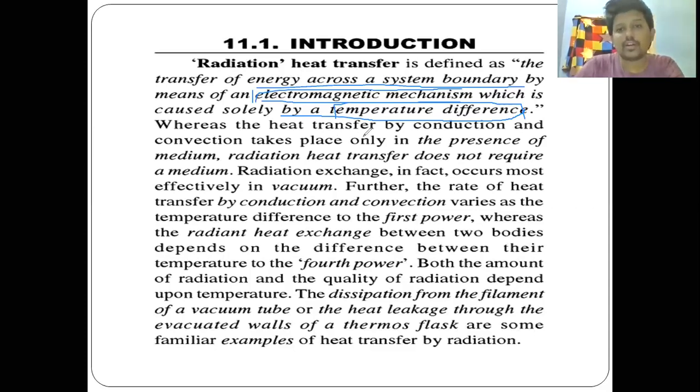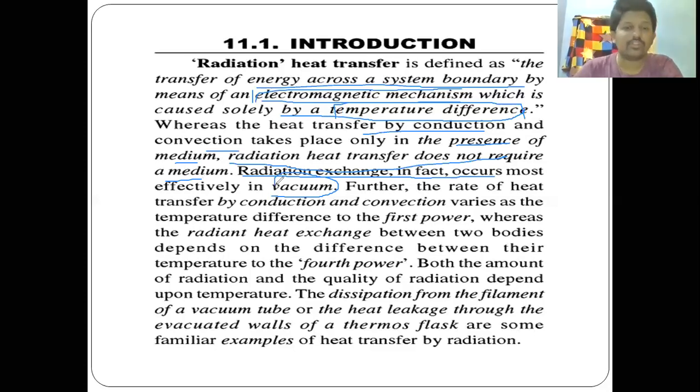Whereas for conduction and convection, for heat transfer to take place, we need the presence of a medium. But radiation heat transfer does not require any medium. And also, radiation exchange, in fact, occurs most effectively in a vacuum because there is no medium. Still, the energy is transferring. That itself reminds us that the heat transfer rate is done very effectively in a vacuum.